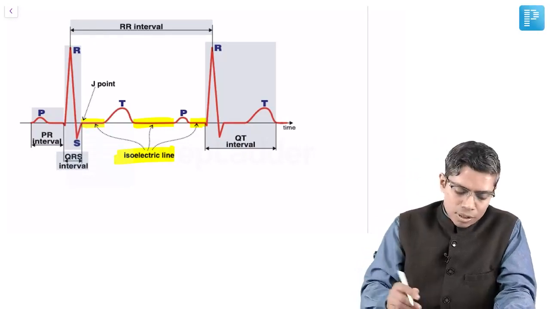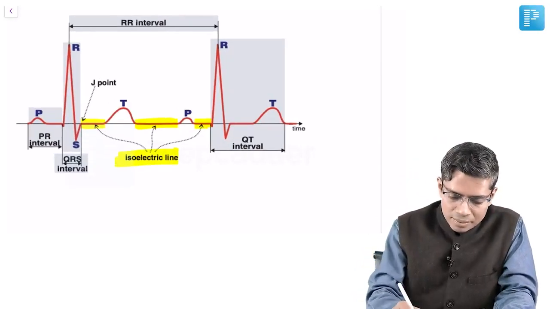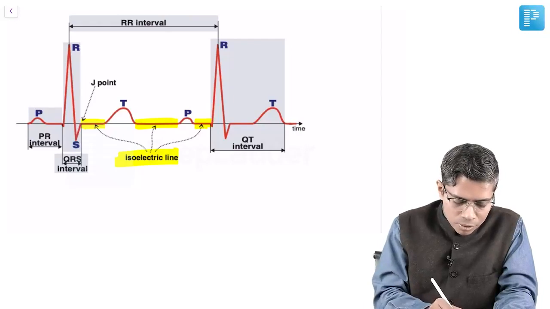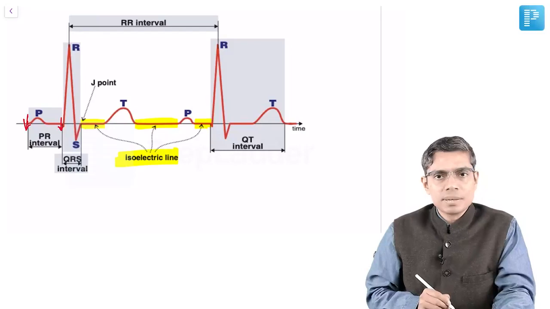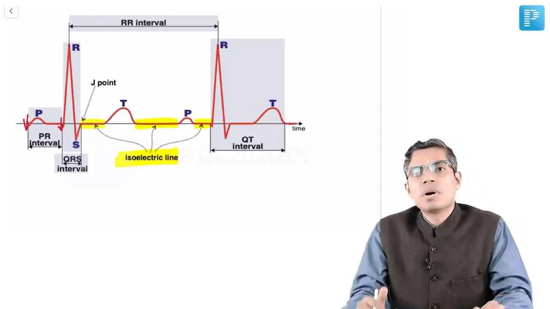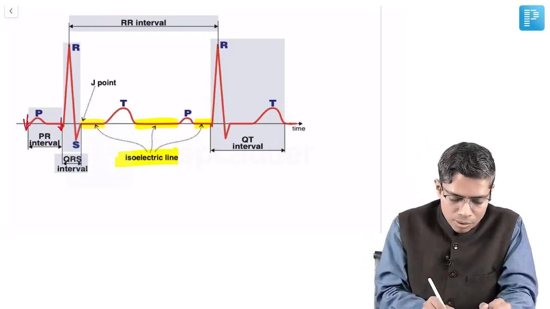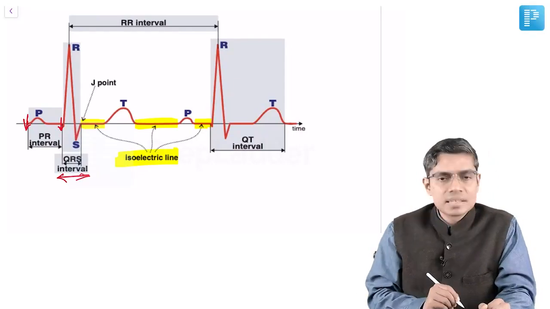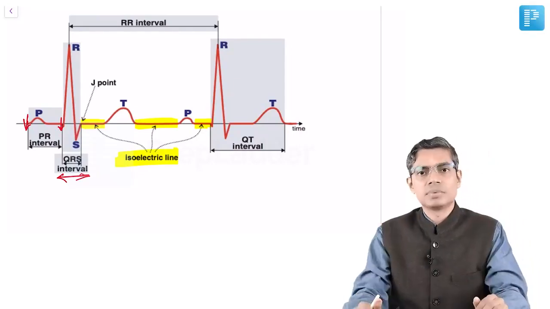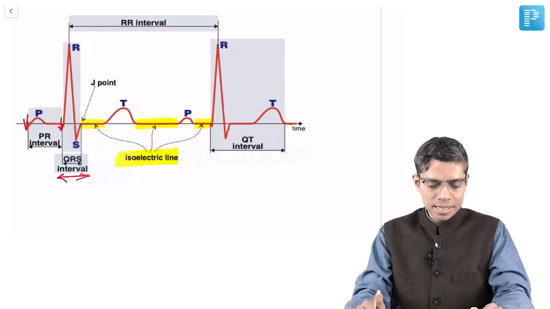right? Now you all know that the PR interval is very important for your MCQ. It starts from the onset of the P wave up to the onset of the Q wave. If a Q wave is not there, the onset of the R wave will be taken. Then you are also finding the QRS interval, right? That is the duration of the QRS complex.